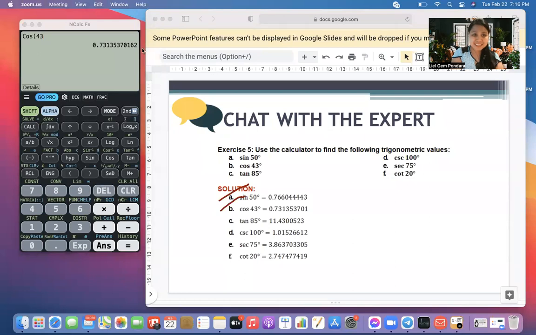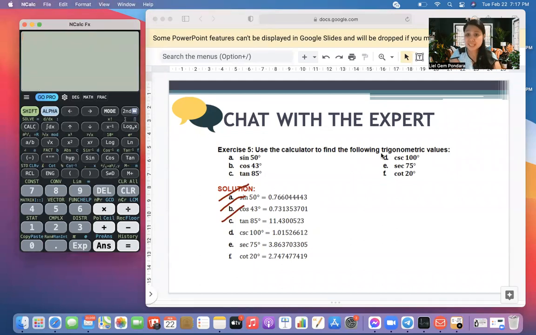Next, letter C. We have tangent 85. That's 11.4300523. Let's mark it with a check. Next, let's go to letter D.